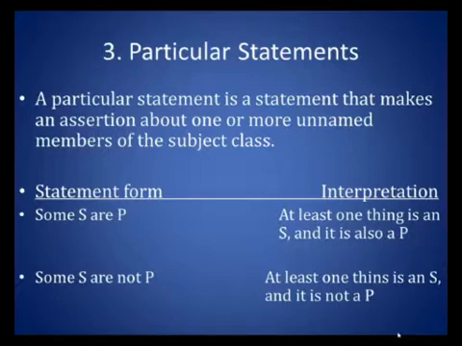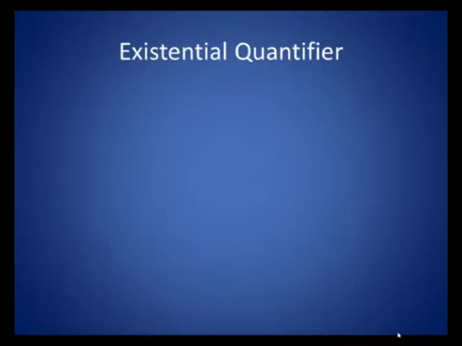Notice the difference between this and the universal statement. In the universal statements, I'm making claims about the entire class of things. Okay? In this particular statement, I am only making a claim about some, or at least one. Okay? So some S are P tells me there's at least one thing that is an S, and it is also a P. Now you might recognize by the interpretation that the translation is going to be different for these particular statements. We're not going to translate them as conditionals, but rather as conjunctions. Now I'll talk about that in just a minute.